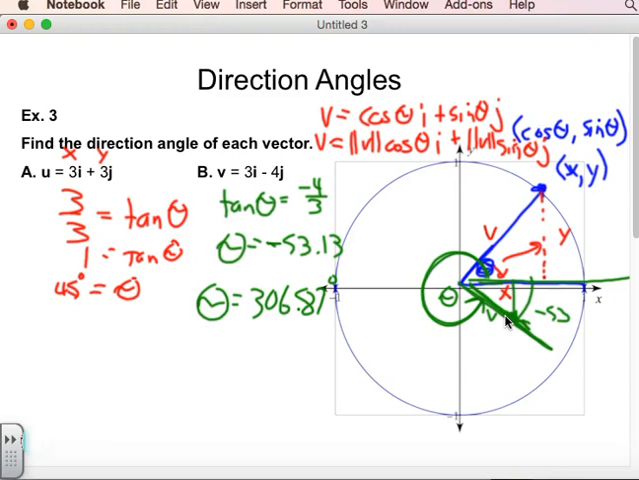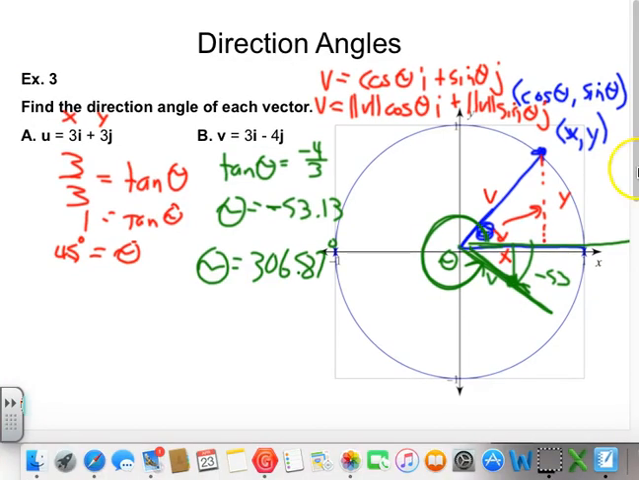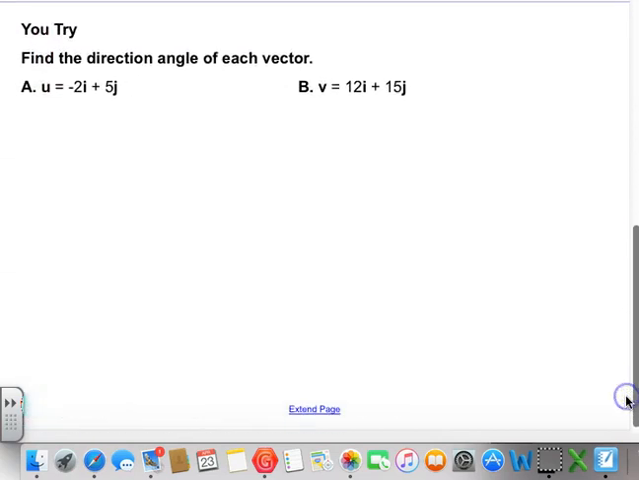So you're just going to plug them in, do tangent theta equals, and then each of the component parts. Make sure you do the number in front of j over the number in front of i. And once you get your answer, of course, you want to figure out what the positive angle between 0 and 360 degrees would be that gets you to that vector. So try these down here. Give these a try, and I'll go over how to do them.